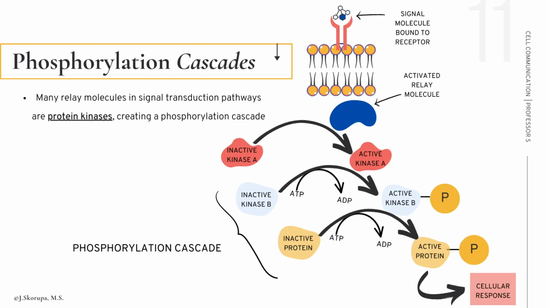Here's an example of a phosphorylation cascade. We have an original signal ligand bind to its receptor, which activated an internal relay molecule. That molecule activates a kinase, which activates another kinase, all via phosphorylation, which activates another kinase, again via phosphorylation, and so on. A phosphorylation cascade is a string of kinases being phosphorylated and activated.